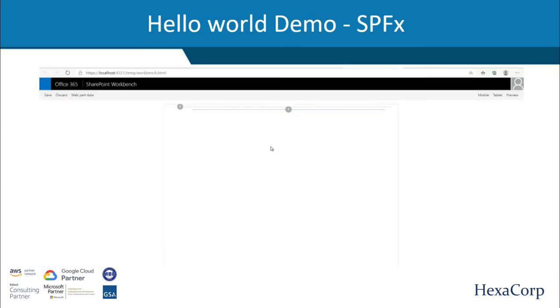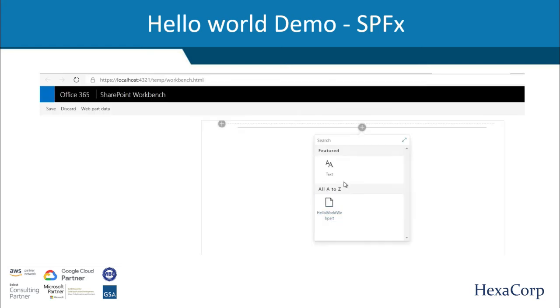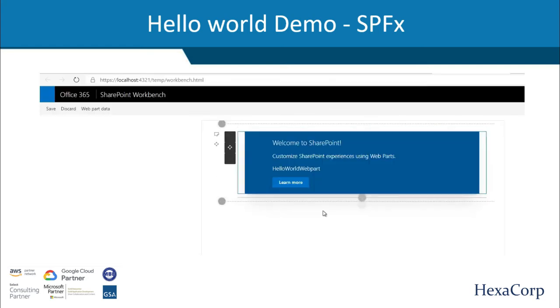To add the Hello World Webpart to a page, select the add icon. This opens the toolbox where you can see a list of Webparts available. The list will include Hello World Webpart as well as other Webparts available in your development environment. Select Hello World to add the Webpart to a page.